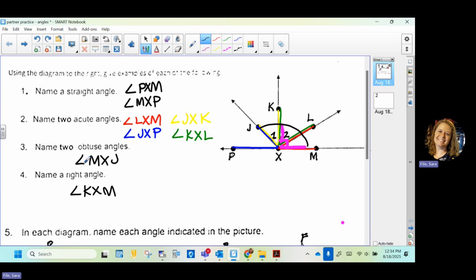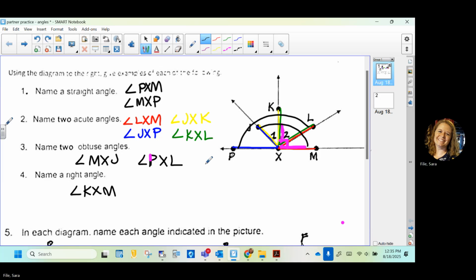Okay, or I could have done it on the other side. If I started with P, PX, where would I have to go to get an obtuse angle? PXL, that one there. Okay, so I could have done that one as well. Y'all feel okay about those? Naming obtuse, acute, right, and straight?